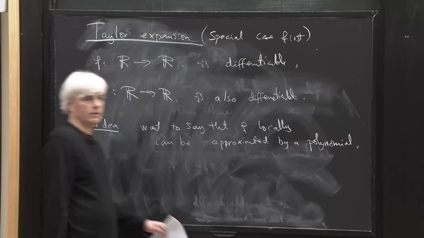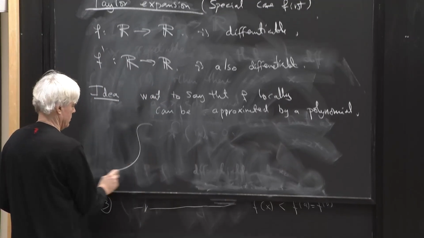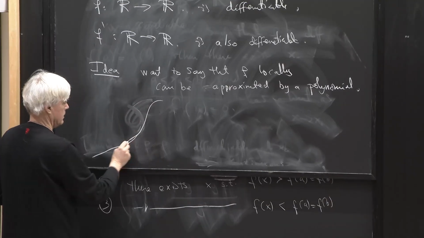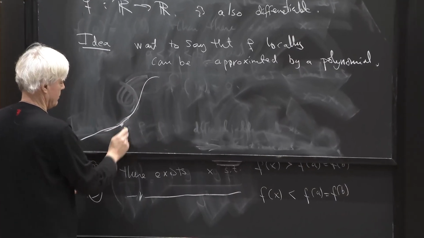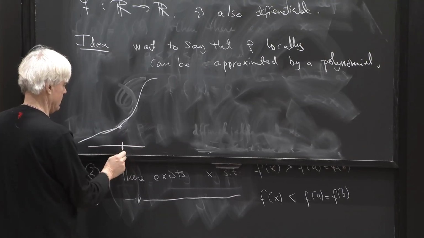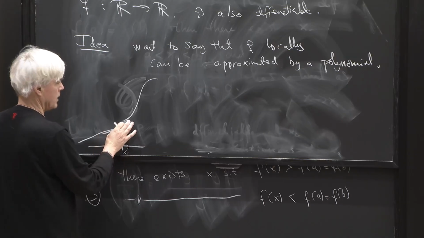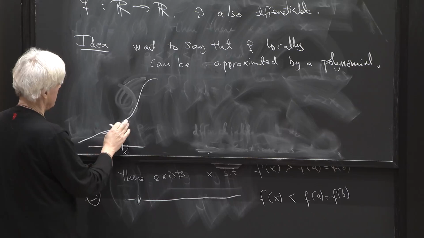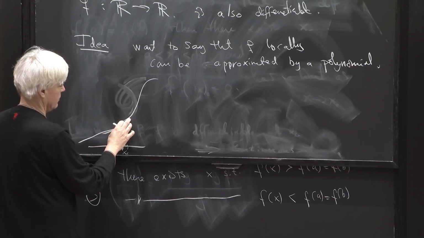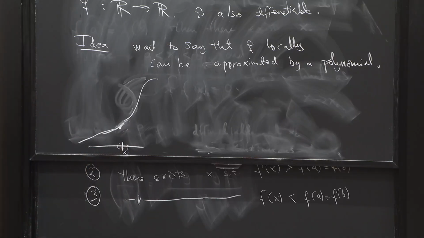So that's the idea of the Taylor expansion. If you take a function like this, some function, and you take a point, let's say x0, then in a neighborhood of this point, instead of looking at the function, you could get a very good idea about how the function behaves in this small neighborhood if you look at a certain polynomial. And the higher the degree of the polynomial, the better the approximation is to the function.